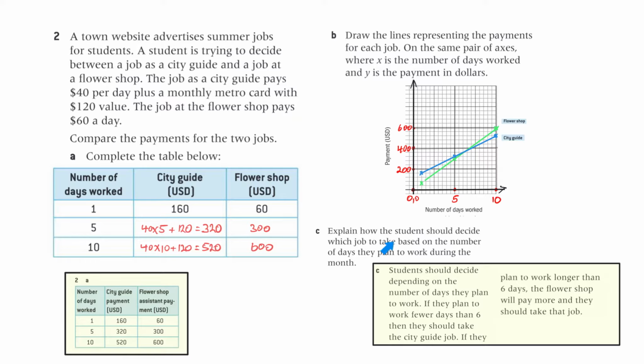C: explain how the student should decide which job to take based on the number of days they plan to work during the month. From the back of the book, students should decide depending on the number of days they plan to work. The reason they're saying 6 is because that's where they cross over. After day 6, you get more money from the flower shop. They should take the city guide job if it's fewer than 6 days. If they plan to work longer than 6 days, the flower shop will pay more and they should take that job. Once it gets to 6, the flower shop line is above the city guide line.